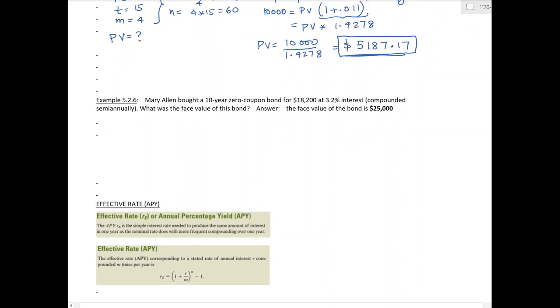Now Mary Ellen bought a 10-year zero coupon bond for $18,200 at 3.2% interest, compounded semi-annually. So now the question is, what is the face value of this bond? So let's see what all we know. This time we know present value because that's what she bought it for, $18,200.